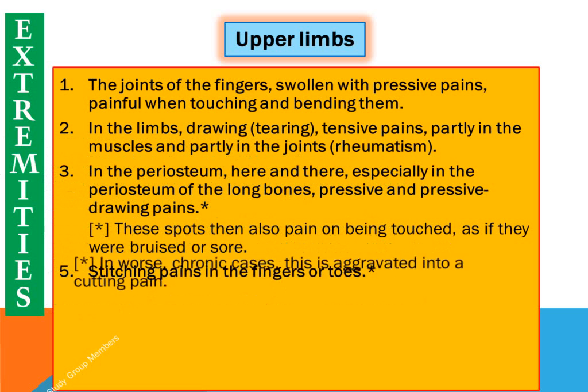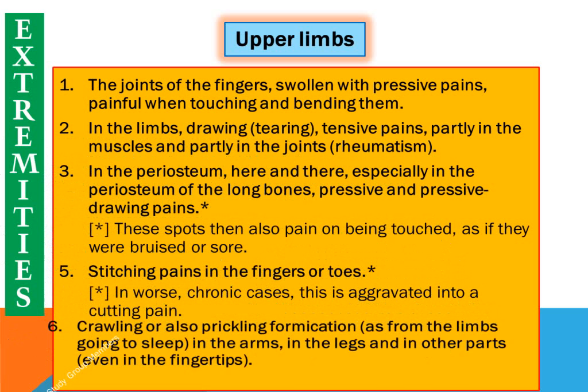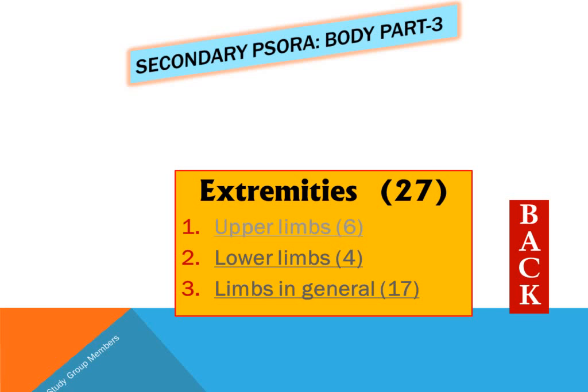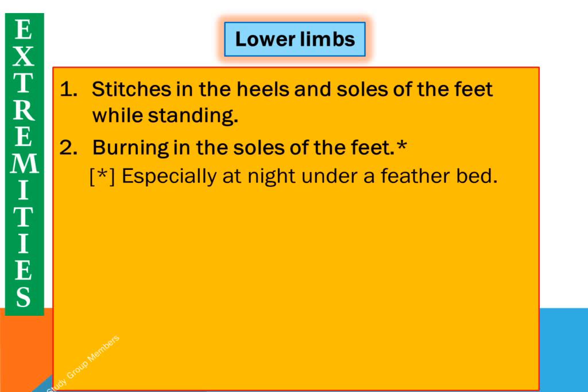Then stitching pains in fingers or toes, that is, in worse chronic cases, this is aggravated into a cutting pain. The stitching pain is more severe and becomes cutting pain. Crawling or also pricking formication, that is numbness, as if the limbs were going to sleep, in the arms, in the legs and other parts, even in the fingertips. So these are 6 symptoms of upper limbs. Then lower limbs are only 4 symptoms.